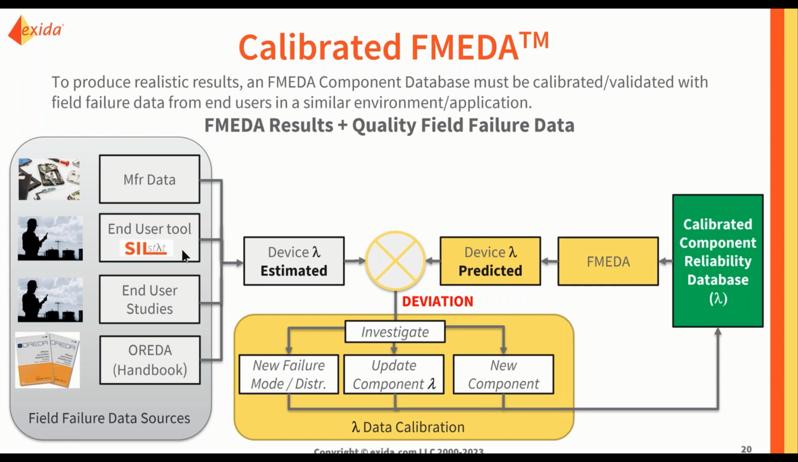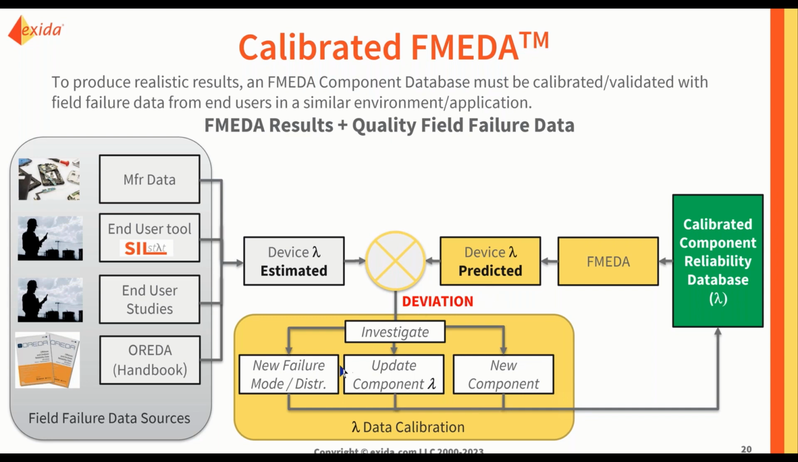We get data from the exida tool SILSTAT, which is used by many operating companies around the world. We get data from specific end users, and we are very lucky to get data from ORIDA. They are most willing to share to improve the safety of the world. We get the data from field failure and we compare it to the FMEDA data, and they should match.